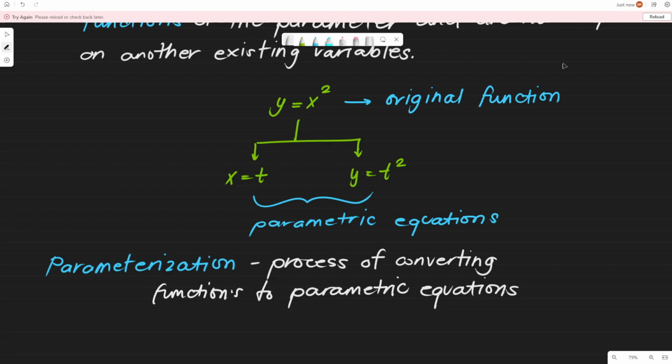Especially if you're in ECE or electrical engineering, like me, it is used a lot in signals, in control systems, and in power analysis. Those are the applications of parametric equations.